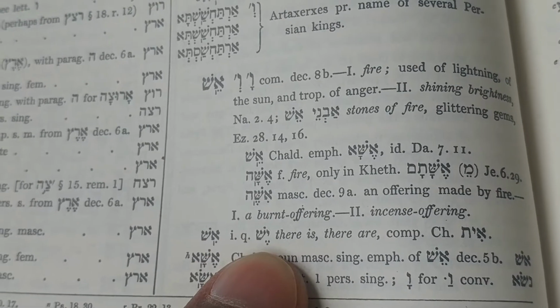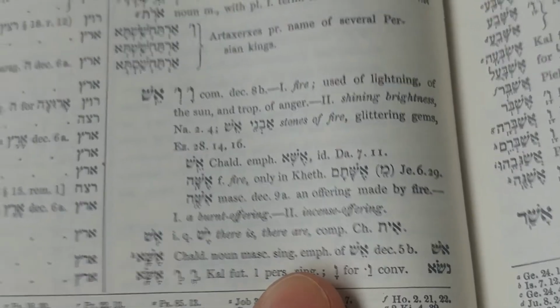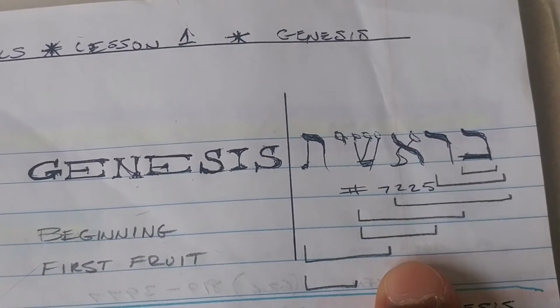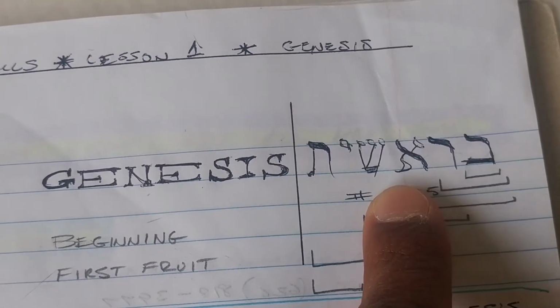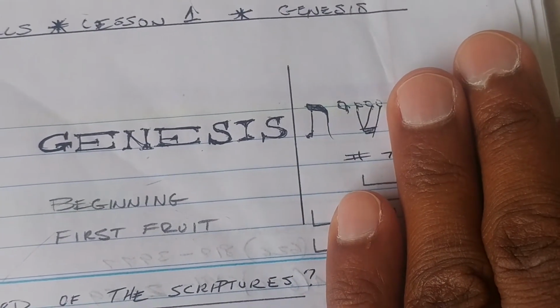Esh. Yesh. There is. There are. Okay, we got Esh out of the way. Now we're going to look at Shayat. We're going to cover this. That's a different word too.